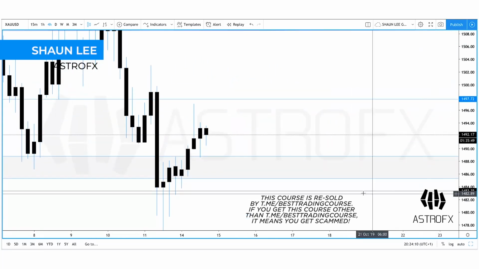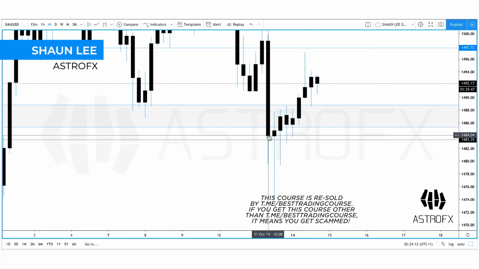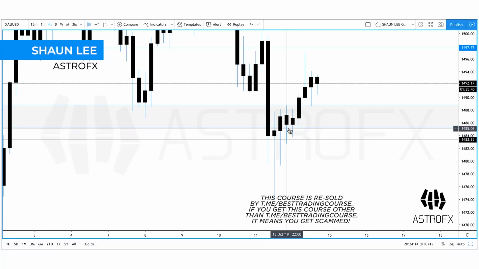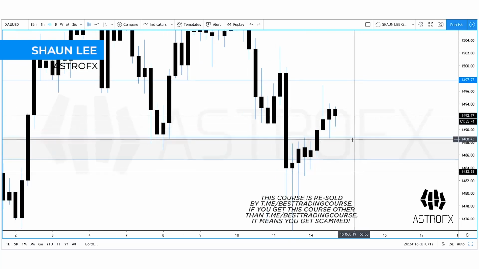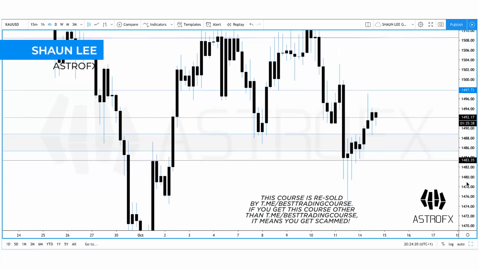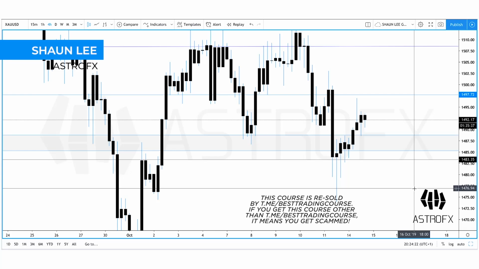If I zoom in, 1483 weekly support, spike 1, spike 2, spike 3, many other spikes in the area, and we are now lifting up. As you can see there, price action has been played out more or less to the absolute T here.